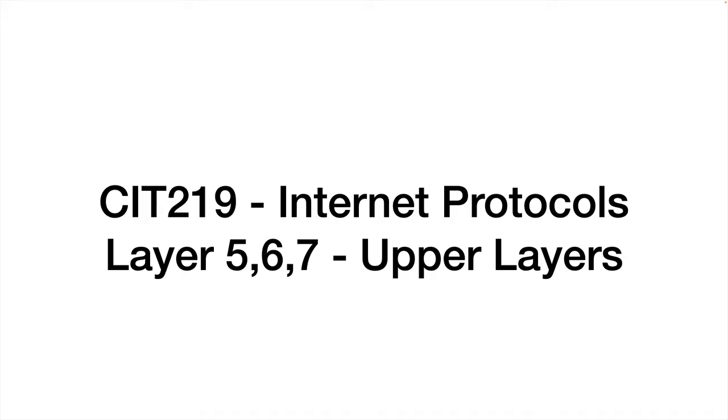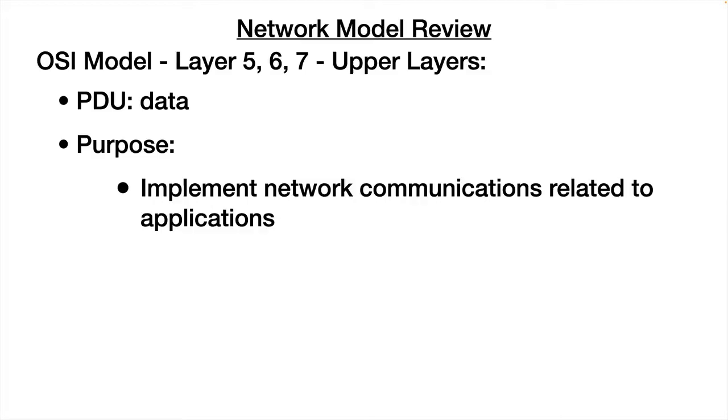Okay, this lecture is over layers 5, 6, and 7, which are sometimes referred to as the upper layers of the OSI model. We'll just go through this pretty quickly. Again, the PDUs for layers 5, 6, and 7 is data, data, data, so they're all data. The purpose is to implement network communications related to applications.